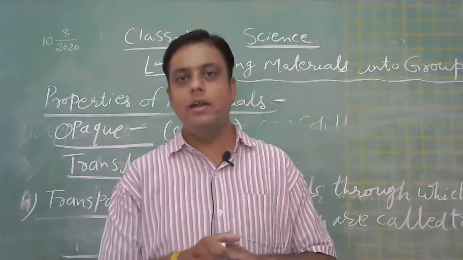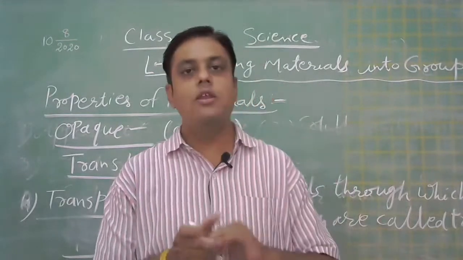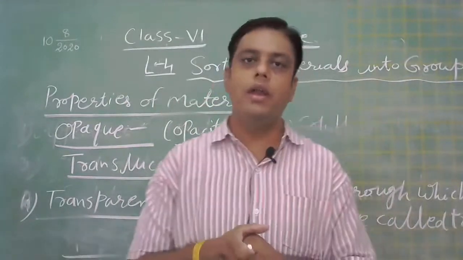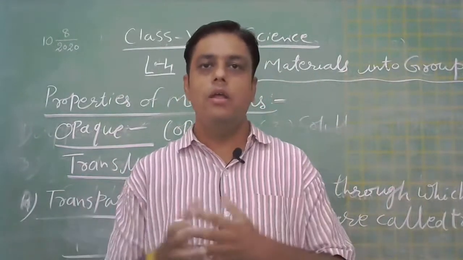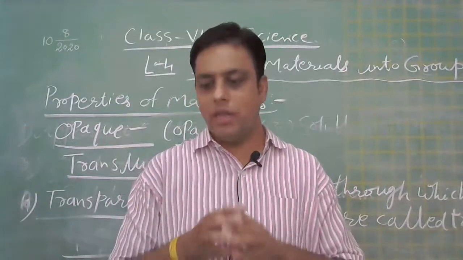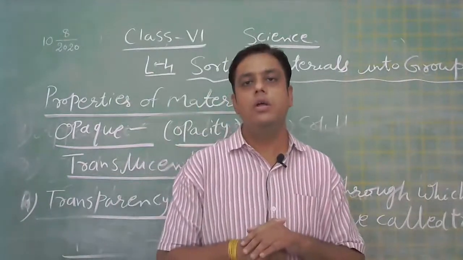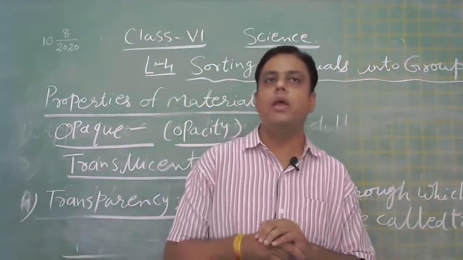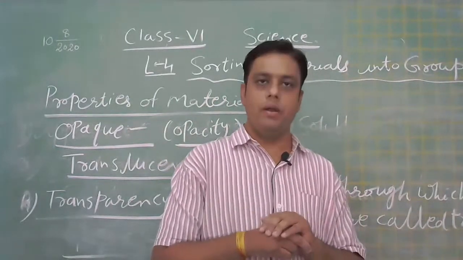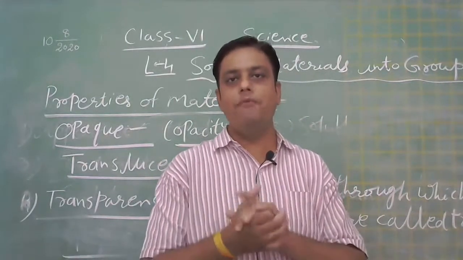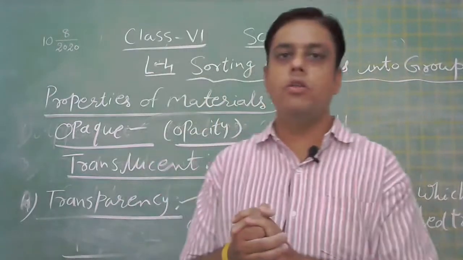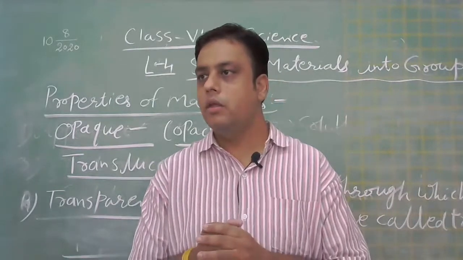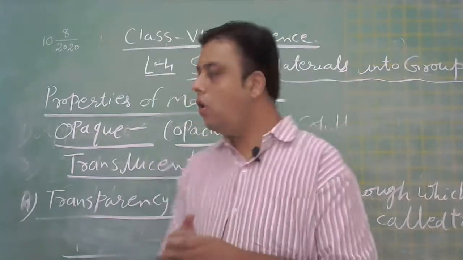Like that, dust laden air: when a very heavy wind is there, then dust will be in the air. So dust laden air is also an example of translucent things. And one more example is butter paper, which is used to pack food items. So butter paper is also an example of translucent things. Tracing paper is also very good. So all these are translucent.